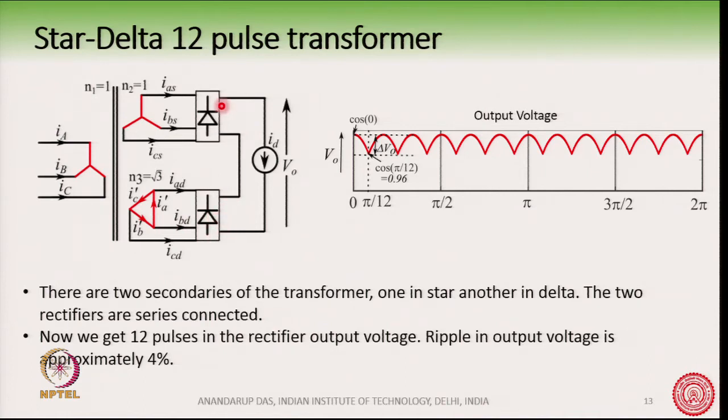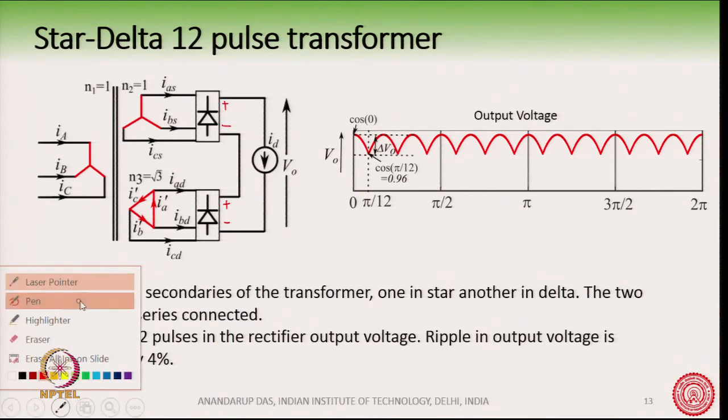So, this is the plus and minus, and this is the plus and minus, and they are series connected. These are the diode bridge rectifier outputs. So, now we have a 12 pulse waveform at the output. Now, when we have a 12 pulse rectifier, of course, the output DC ripple is improved, because you see here that we now have 12 pulses.